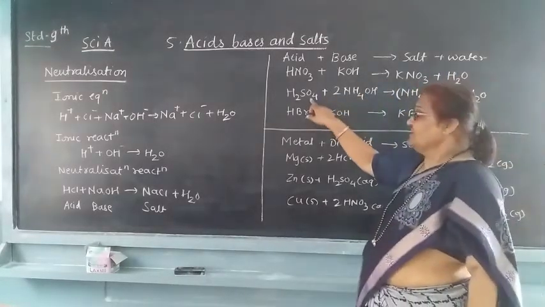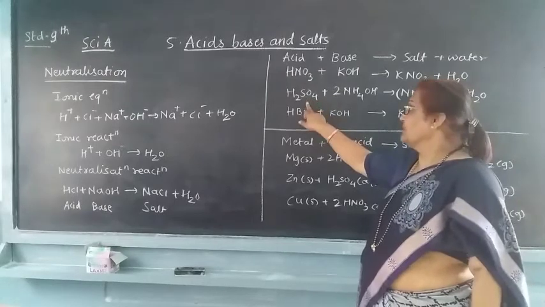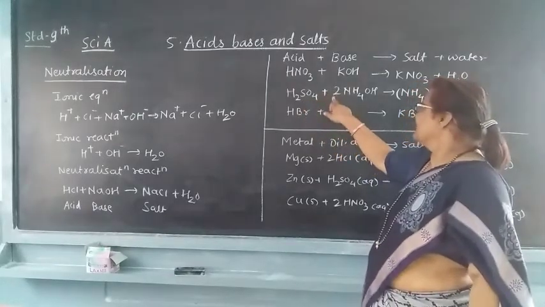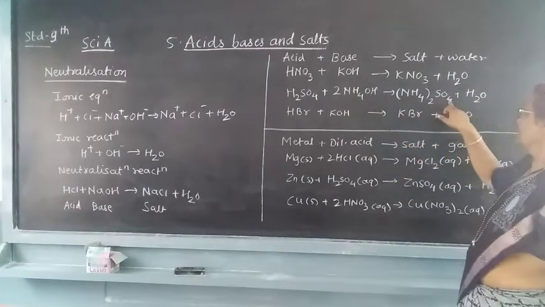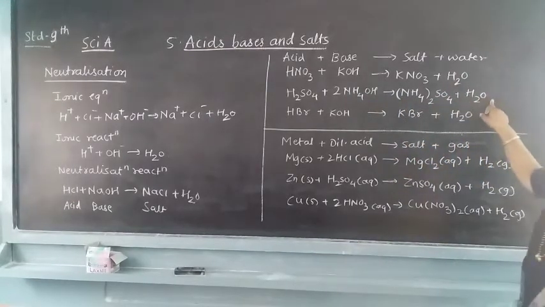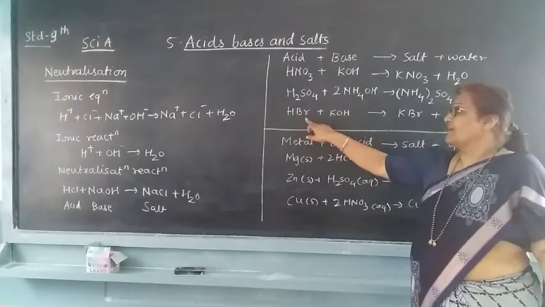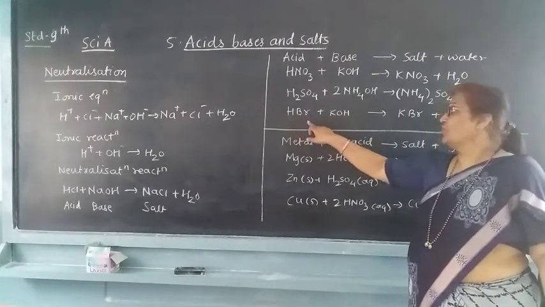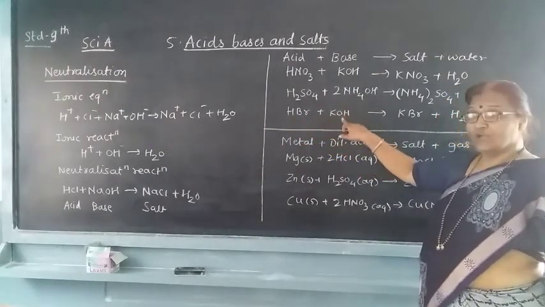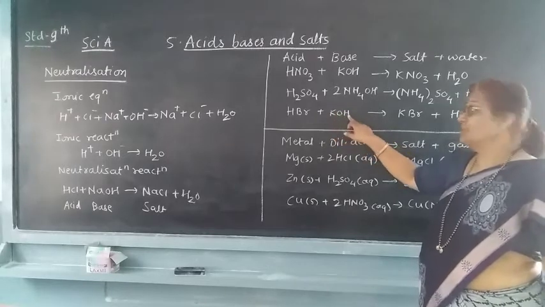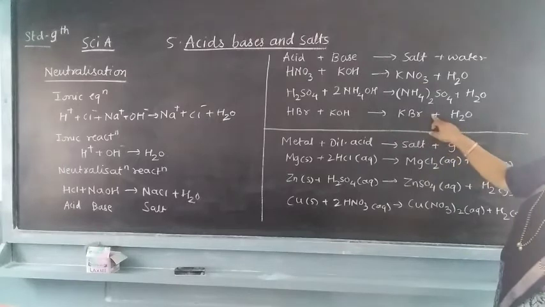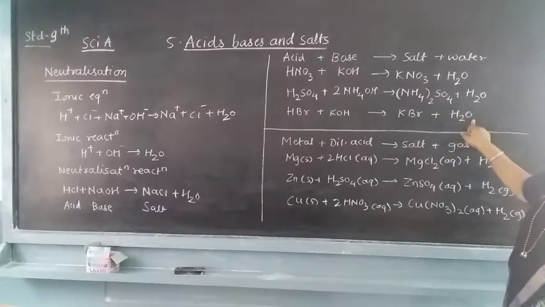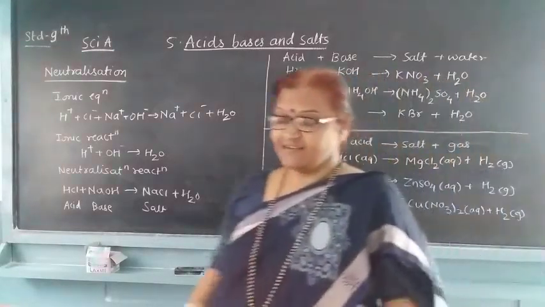Next reaction, H2SO4, that is sulfuric acid, which is added to ammonium hydroxide. It gives ammonium sulfate plus water. Then HBr, that is hydrogen bromide, when added to KOH, that is potassium hydroxide, gives you potassium bromide plus water. So these are the reactions.